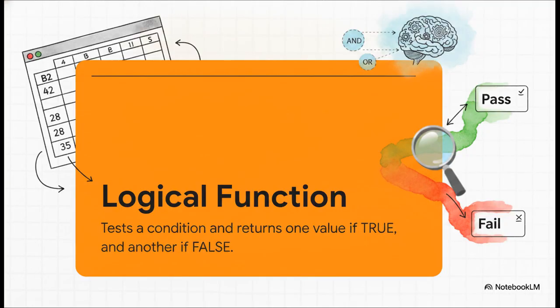But what if you want Excel to actually make decisions for you based on those numbers? Enter the logical function. The IF statement is ridiculously powerful. You're basically setting up a rule. For example, if the value in cell B2 is greater than or equal to 35, display the word pass. If it's not, display fail. It just tests the condition and returns a specific value based on the truth of that condition. You can even combine this with AND or OR functions to check multiple conditions at the exact same time. It's literally like giving your spreadsheet a brain.